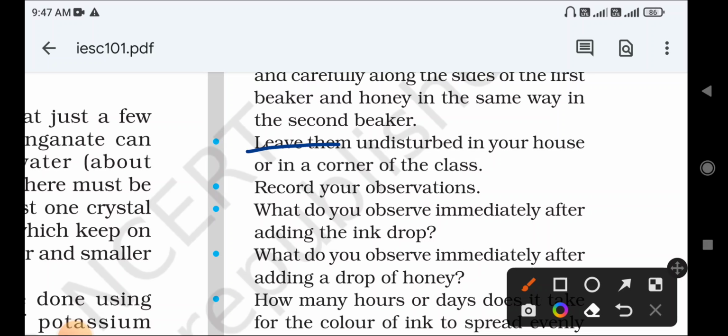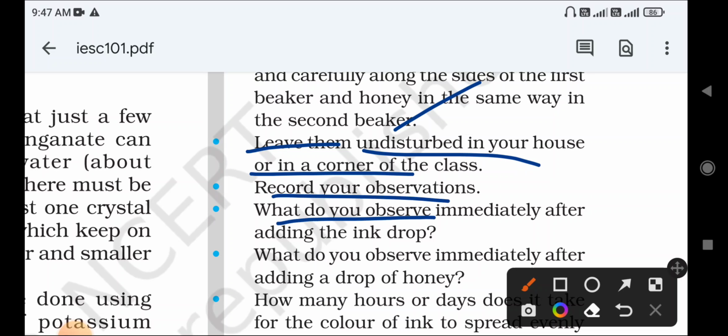Leave them undisturbed in your house. Leave them undisturbed means we cannot touch them, or shake the two beakers. So leave them as they are. That is called undisturbed, or in your corner of the class. Whether you do this activity at home or here, leave them for 10 or 15 minutes. If you are doing it in a classroom, keep them in a corner of your class, and don't disturb them. Record your observation.